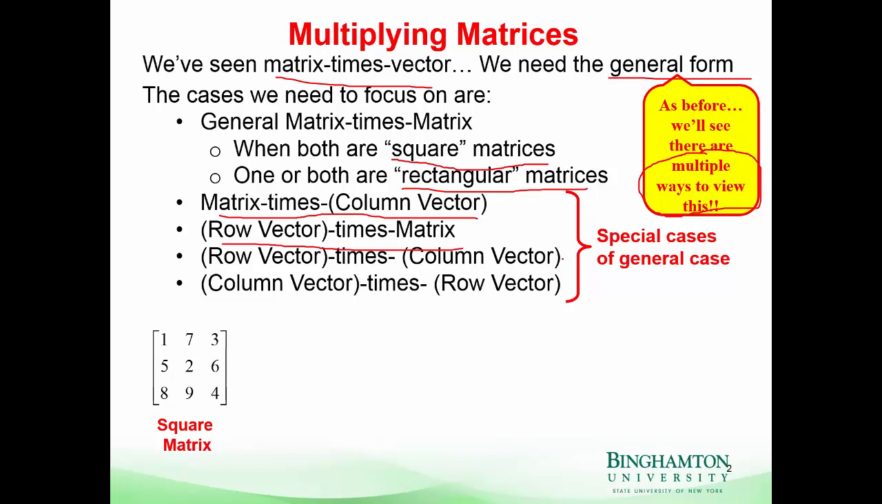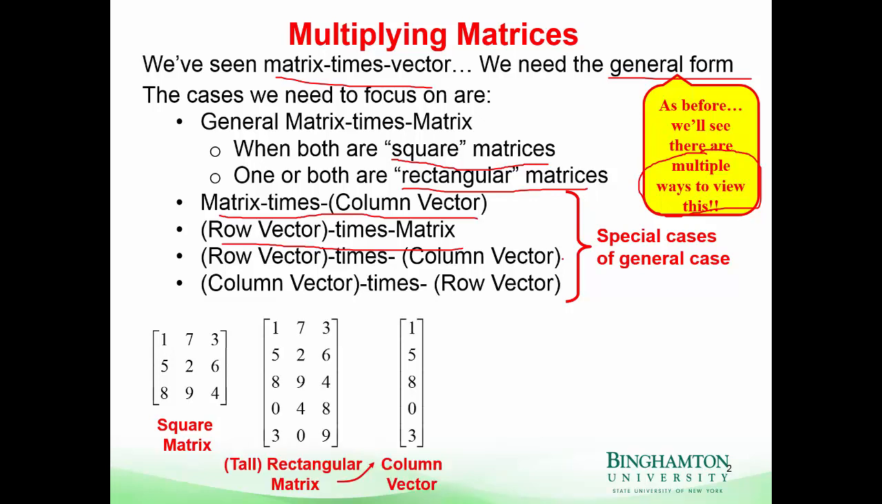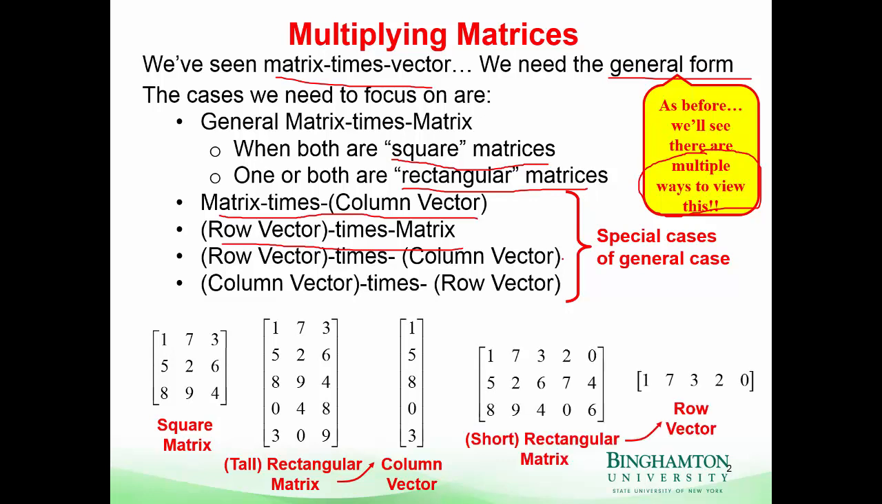So let's illustrate some of these different cases, or at least the different entities that enter into these cases. We've got a square matrix, and in this case we're showing a 3 by 3. We've got a tall rectangular matrix, in this case 5 by 3. We're also pointing out that a column vector is just a special case of a tall rectangular matrix. And we've got a short rectangular matrix, in this case 3 by 5, and a row vector is a special case.